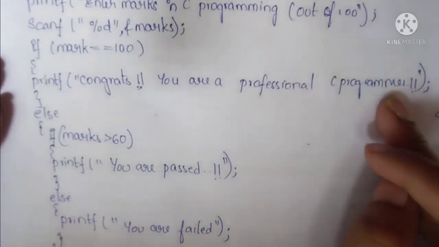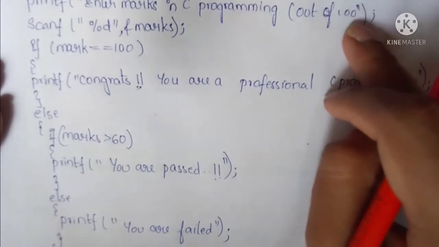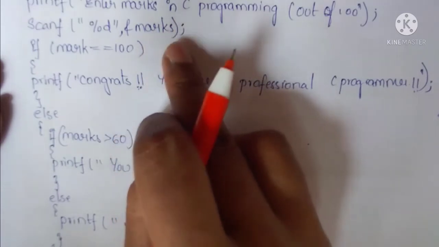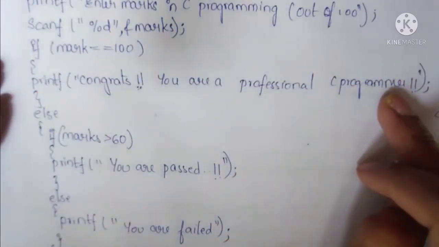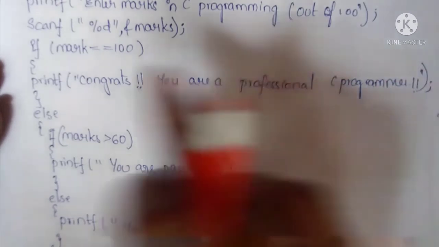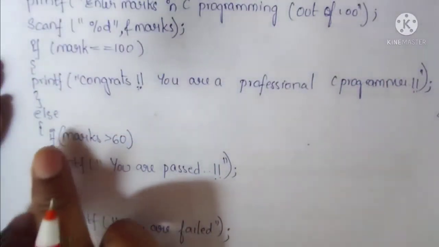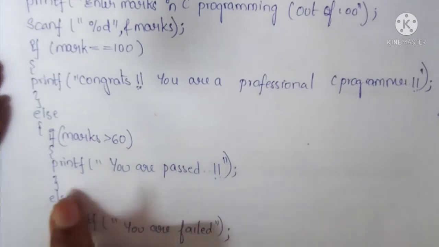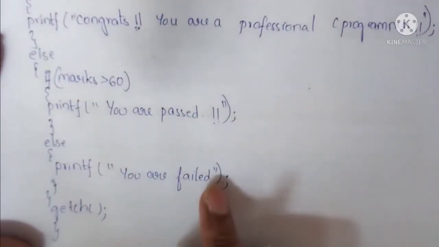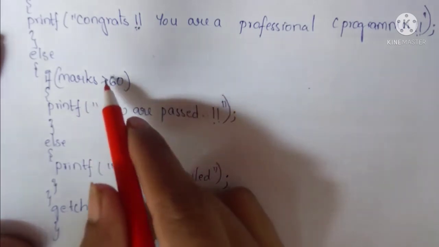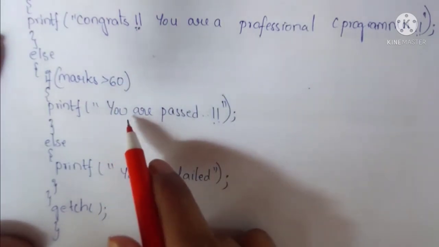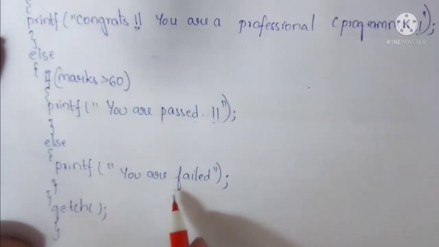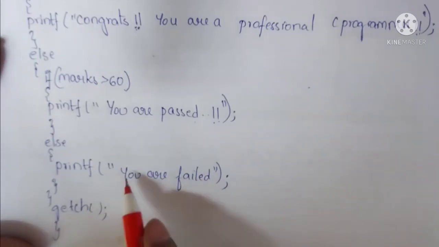Suppose I have given 100, then this if statement condition is true, so it will execute this statement. Next it will execute the else part. If marks is greater than 60, printf 'you are passed', else printf 'you are failed'. So if we give marks greater than 60, we get 'you are passed'. If we give marks less than 60, the statement we print is 'you are failed'.